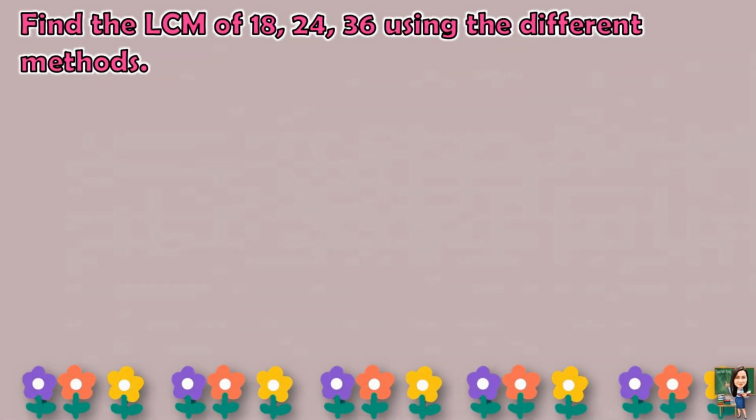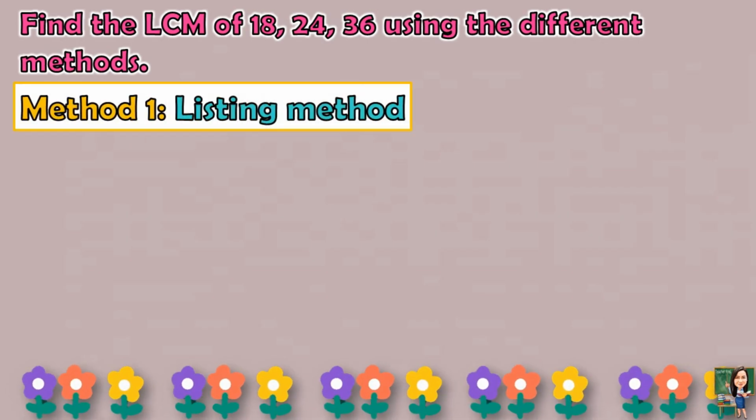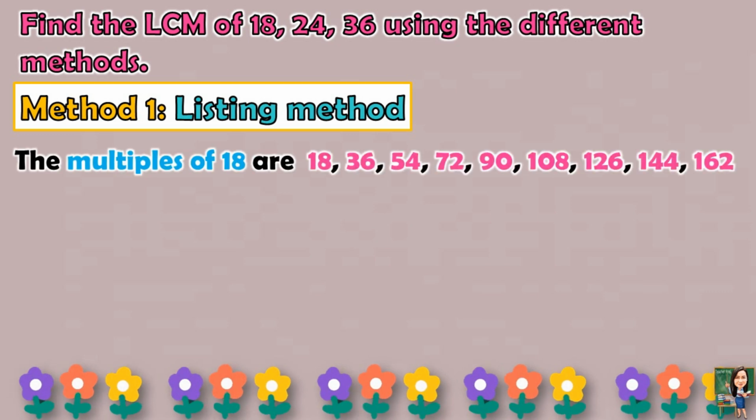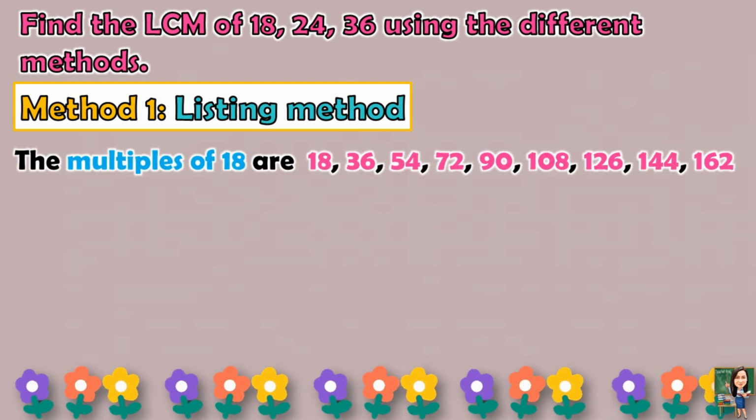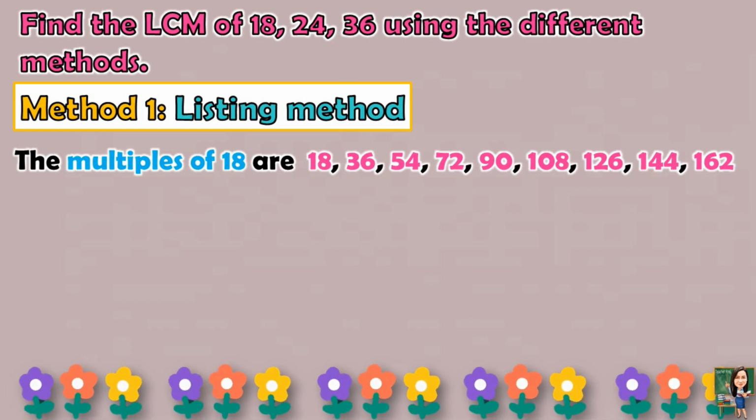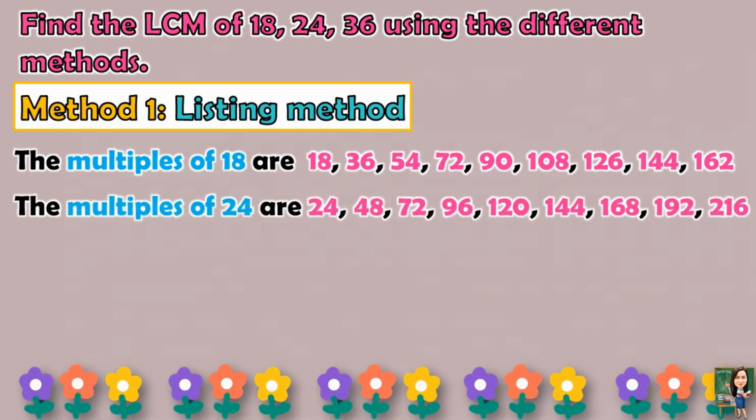Let's study another example. Find the LCM or least common multiple of 18, 24, and 36 using the different methods. Method 1 is listing method. The multiples of 18 are 18, 36, 54, 72, 90, 108, 126, 144, and 162. The multiples of 24 are 24, 48, 72, 96, 120, 144, 168, 192, and 216.